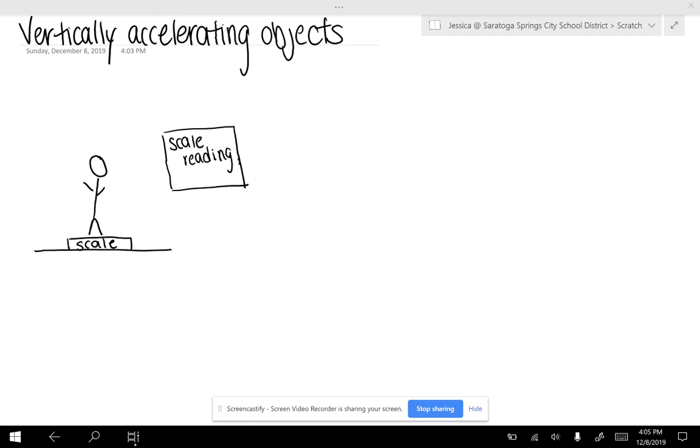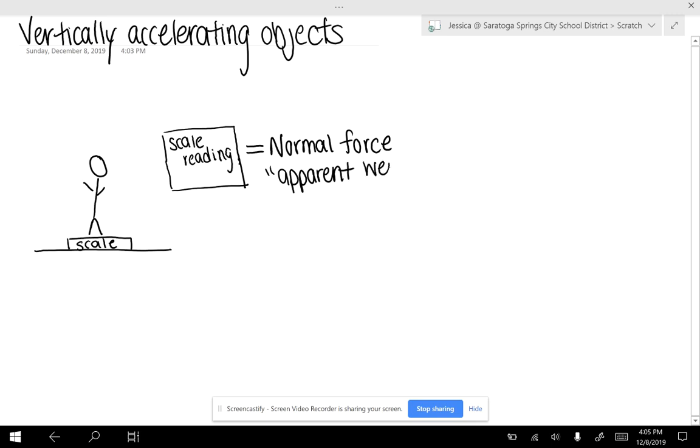The scale reading that they're looking for is really just another name for the normal force, which is occasionally referred to as apparent weight, meaning how heavy do you feel? Not how heavy are you, because the force of gravity is always going to act on you the same way until you get to like the moon, but how heavy do you feel? If you've ever been on the Sasquatch ride or a very fast elevator, you know that sometimes you feel heavier and sometimes you feel lighter, sometimes you don't feel any different at all.